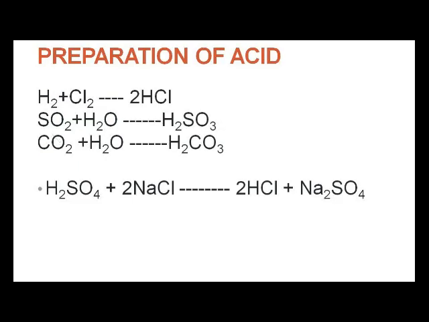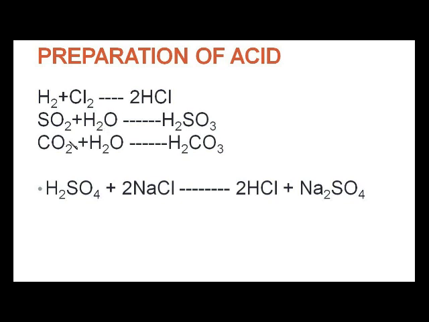Now, acid can be prepared in the laboratory using different methods. The first method of preparing acid is by direct combination of constituent elements. By combining hydrogen gas and chlorine gas, we're going to have hydrochloric acid. That is a method of direct combination.